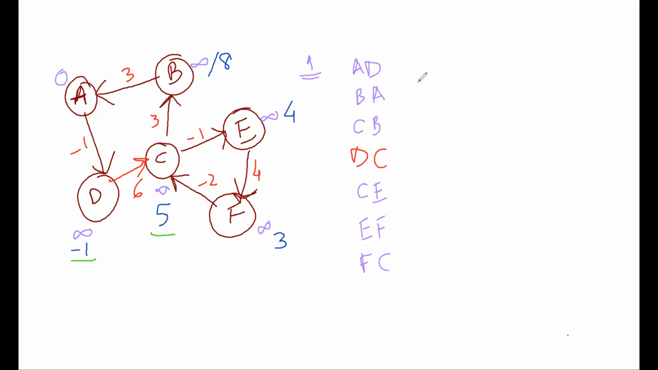Again nothing. So if you see FC, F has, yes, we forgot that. FC in the second round, when you see FC is minus 2. 3 minus 2 is 1. So this edge changes the distance of C to 1. Okay, in the third round, again A to D, nothing changes. D to C, obviously nothing changes. C is 1 now. So 1 plus 3, this will become 4. 1 minus 1, this will become 0.